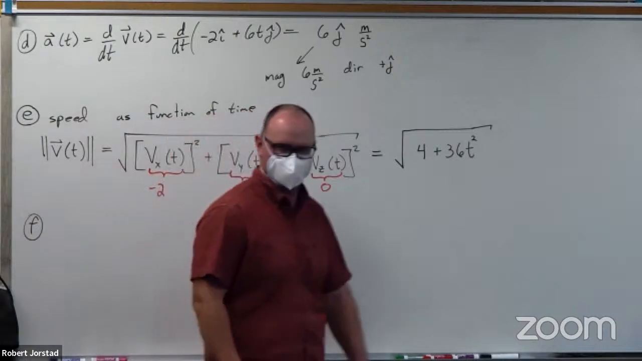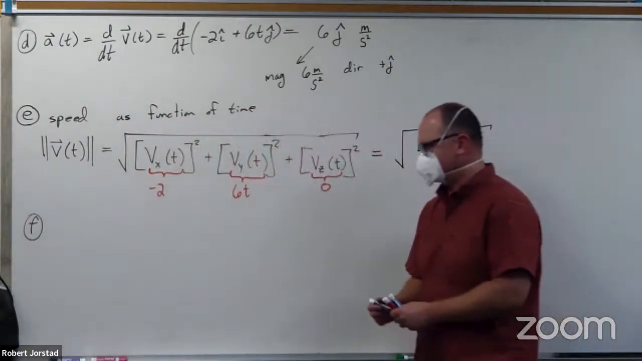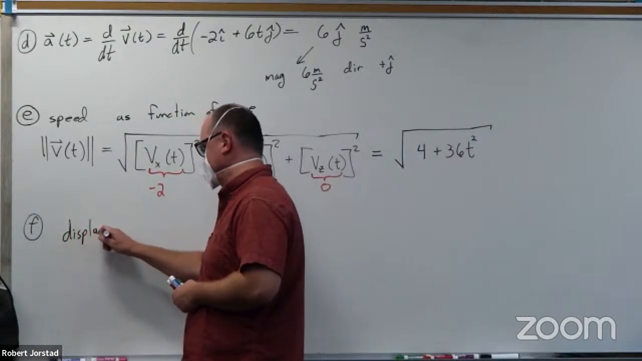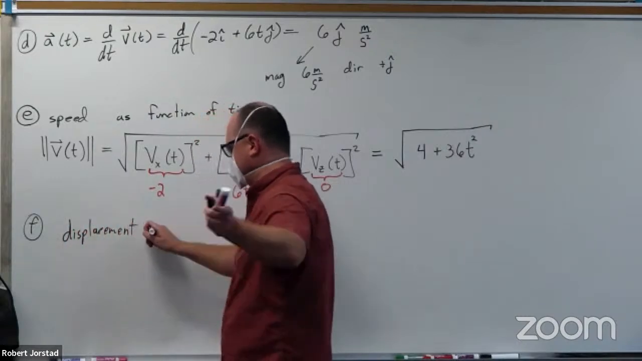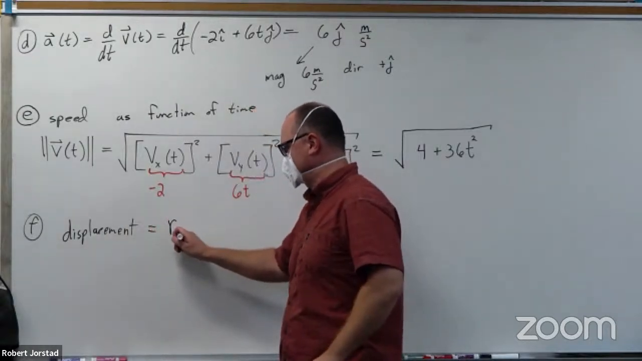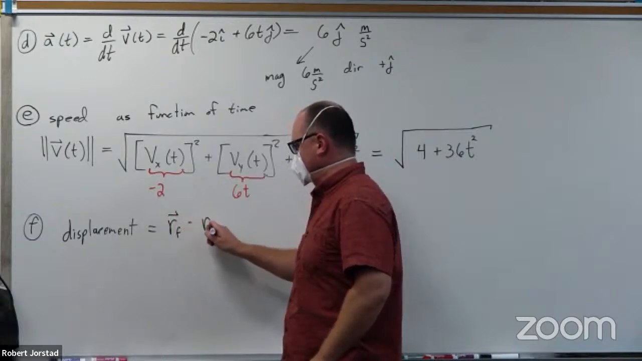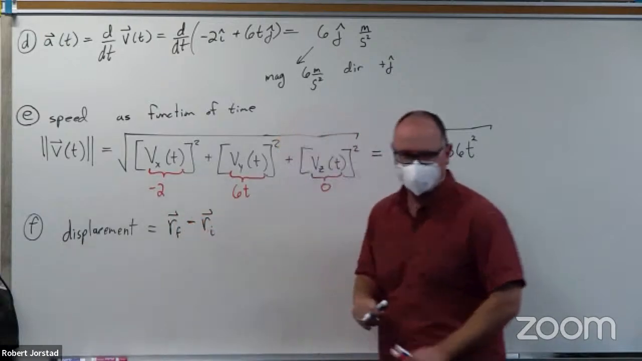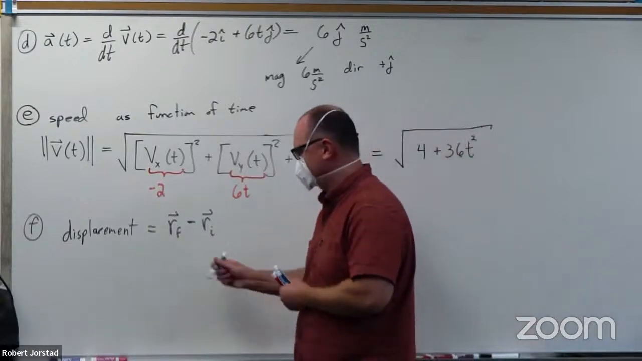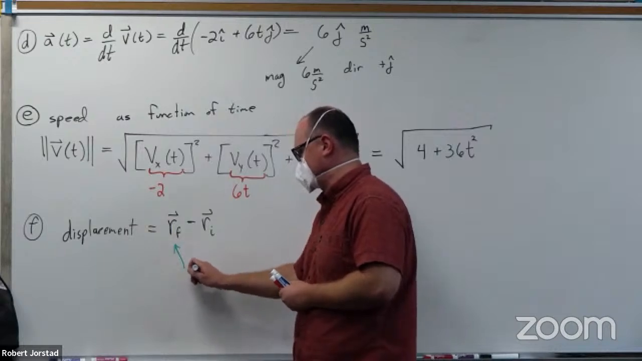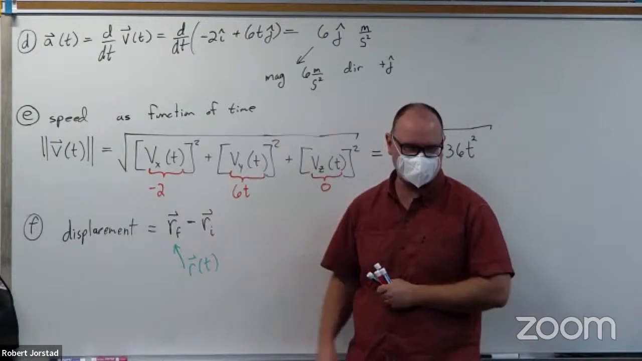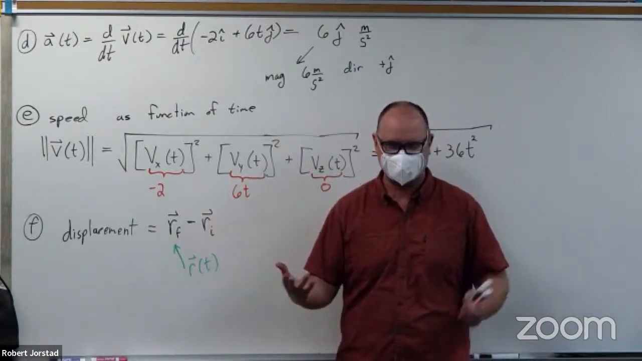All right. F. Which is easier to get, displacement or distance? What's your gut tell you? Displacement. In general, what's the general technique for getting displacement? Final minus initial. Do we know the initial position in this problem? Yes. What is R final? Do you agree that's just R as a function of t? If you give me a time, I'll get you R final, I'll get the displacement really easy.